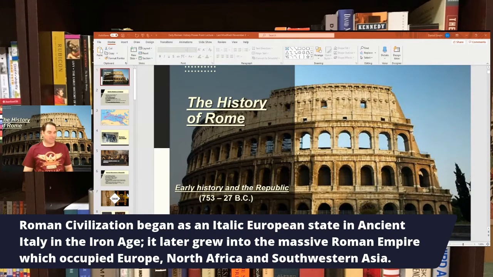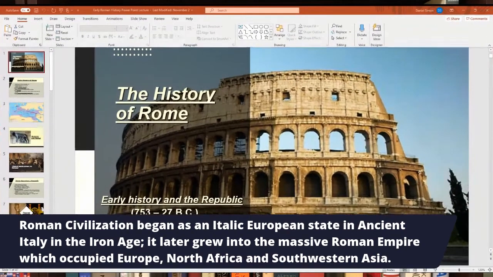The Roman civilization began as kind of a European civilization, but it was really more a civilization that started in ancient Italy a long time ago, maybe close to 3,000 years ago or less. Over time, it grew into a massive empire that became known as the Roman Empire. This empire would occupy at least three continents at one point.